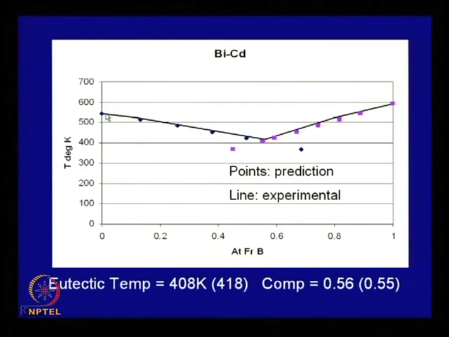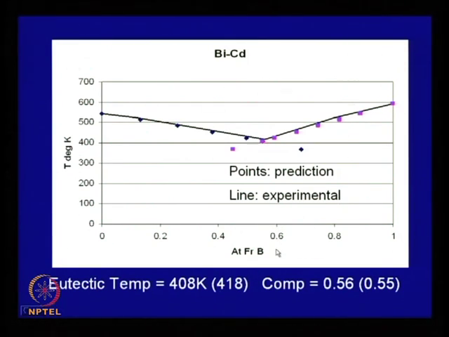With this assumption that they are totally immiscible in solid state, we did calculate the phase diagram using the concept of thermodynamic equilibrium, and here these points represent the predicted values, and if you extend those, you also get the eutectic somewhere here. This is the eutectic temperature, around 408 degree Kelvin, and the eutectic composition comes around 0.56, and on this we have superimposed the experimental or actual values from handbooks, and if you do that, you find you are not very far off.